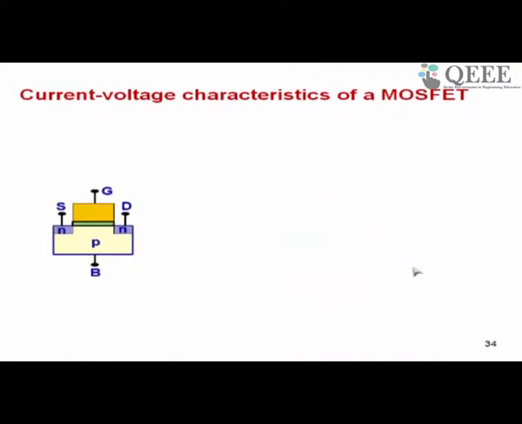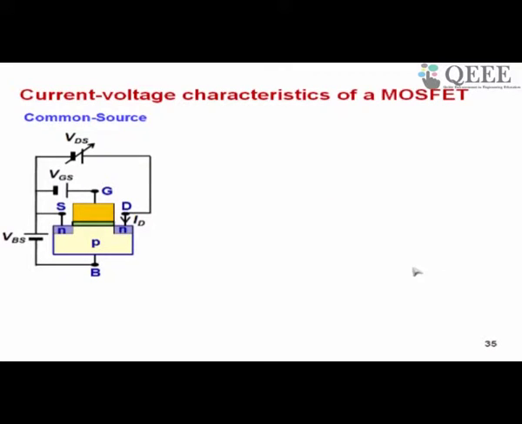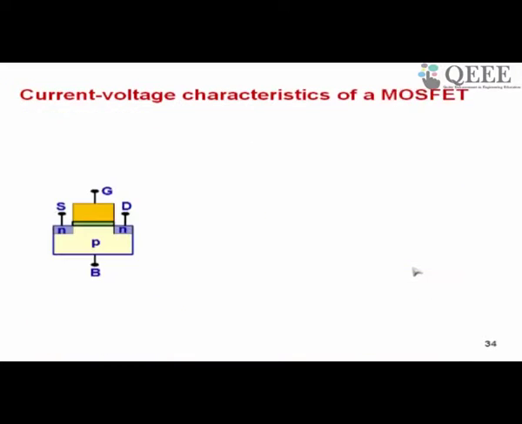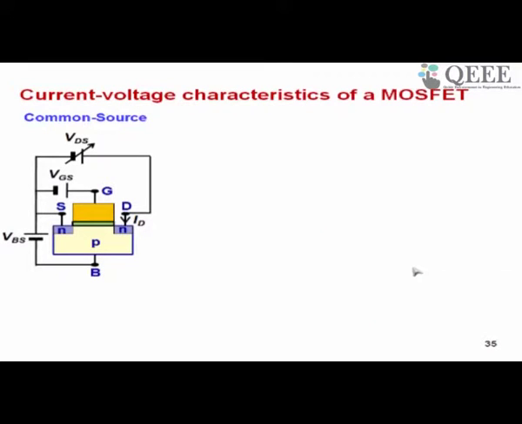Then we sketched the current voltage characteristics of a MOSFET. Here it is a four-terminal device. So you have three power supplies. In BJT there were two, right? Let us look back. One was a voltage supply between collector and emitter, and a current source between emitter and base. On the other hand, the MOSFET is a fully voltage controlled device. So you see only voltages here, and there are three voltages because there are four terminals.